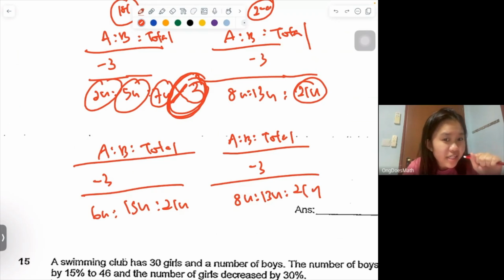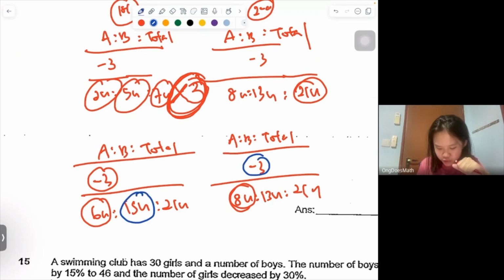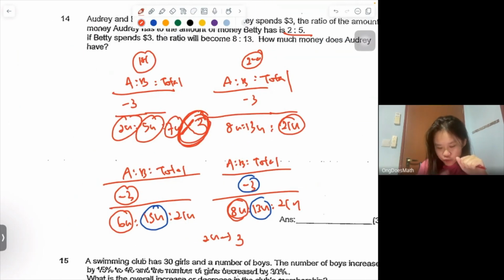So now I hope you can see something very cool over here. Audrey actually started with 8 units. After she spends $3, she ends up with 6 units. And Betty originally started with 15 units. If she spends $3, she ends up with 13 units, which means that this $3 actually belongs to 2 units. So 2 units is this $3.